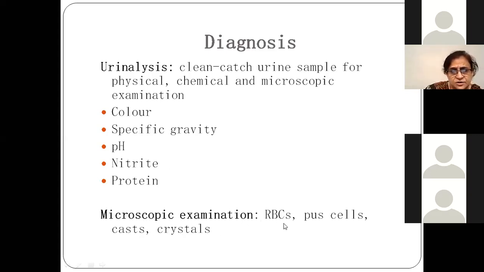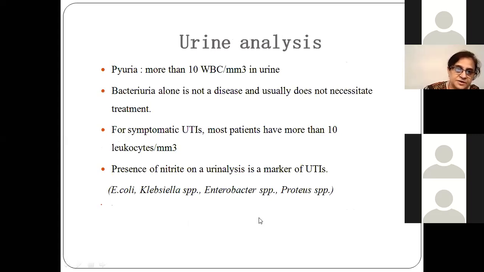Microscopic examination is going to reveal... We're not going to go into detail on all this because I think you have another lecture about urine analysis and urine ER. So RBCs can be present, pus cells, casts, and crystals are going to be present.